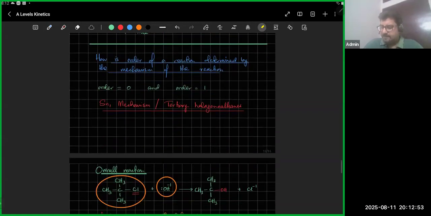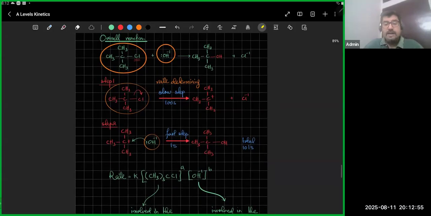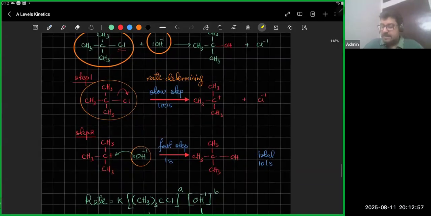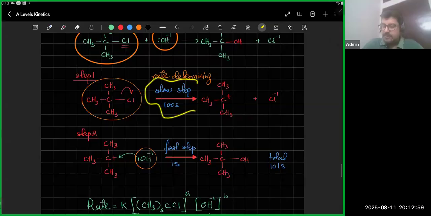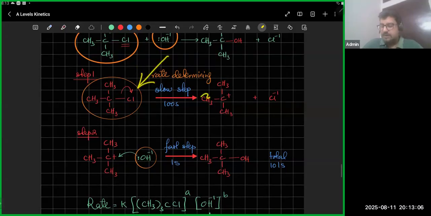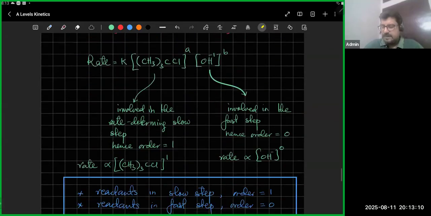So that was all of it. We did mechanisms. I told you that when it comes to mechanisms, the entire speed of the reaction depends on the slow step. Any reactant that is involved in the slow step, that is order one. Anything that's involved in the fast step, that's order zero. We did all that.